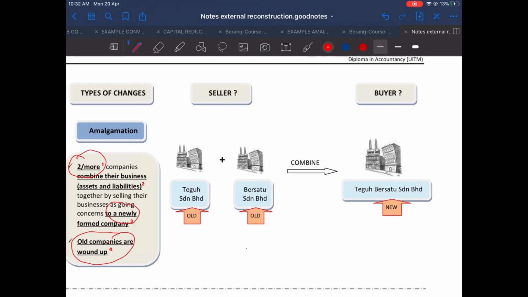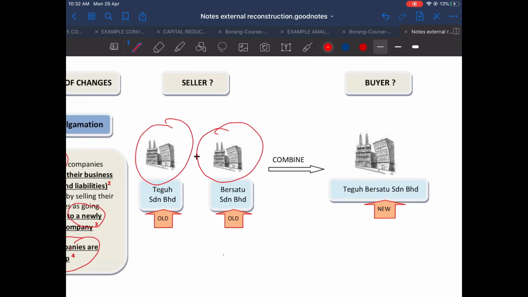For example, here we have an example. These two independent companies, Teguh Sdn Bhd and Bersatu Sdn Bhd, decided to combine their business to form a new company which is known as Teguh Bersatu Sdn Bhd. So two companies decided to combine to become one company. So what happened here is that this company is a new company.